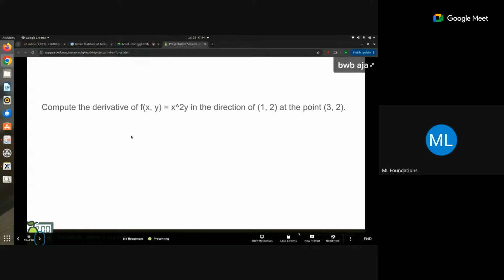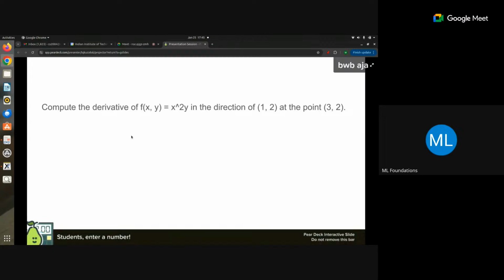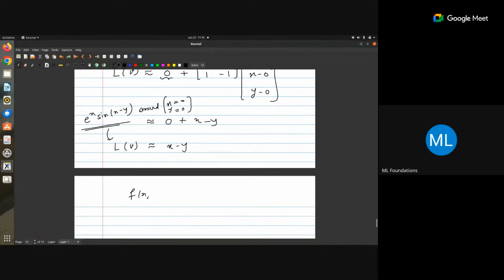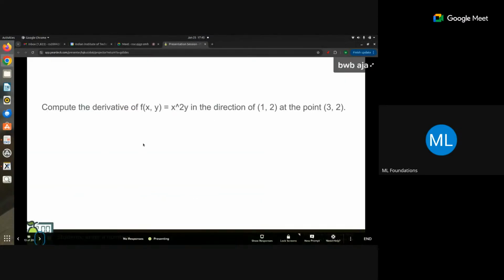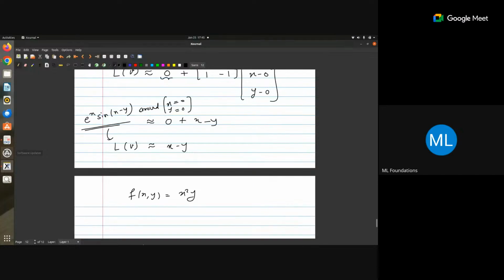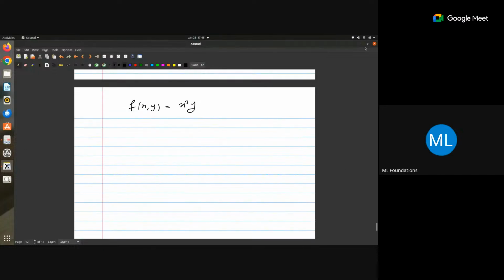Compute the derivative of f of x, y, which is x square y. The function of x, y is x square y. We have to find the derivative in the direction of 1 comma 2 at the point 3 comma 2. This is a directional derivative problem, with your function x square y.